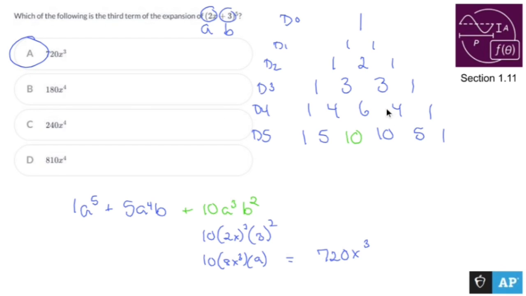So I kind of feel dumb. I could have just noticed that immediately because it asks for the third term of that expansion. So A I could have done right away if I had realized that that's the only cubic one there. But I did the whole thing, and I'm glad I did.